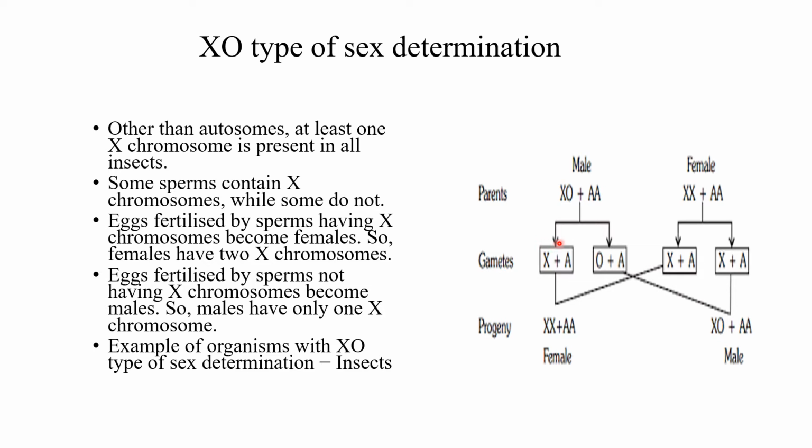So male heterogamety. See here, female XX, so it can produce only gametes with the X chromosome. Here all gametes have X, but in the male 50% of gametes may have X, 50% do not have. That is what is explained here. Okay, so this is explained in insects.